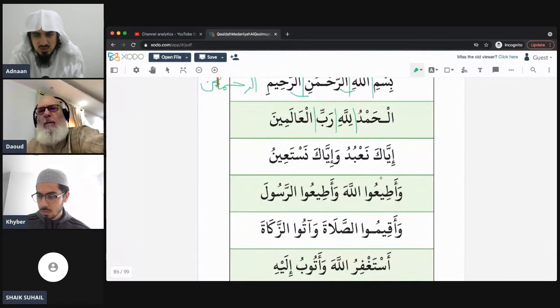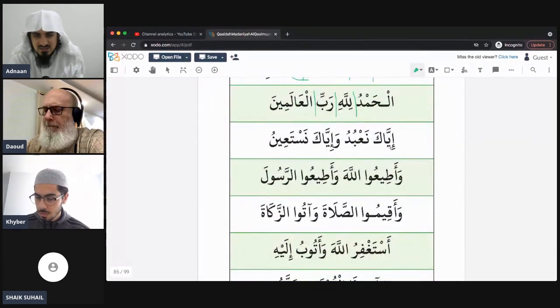And you're able to correct it. As the Messenger sallallahu alayhi wasallam said, it is the best, the most powerful chapter in the Quran. As for the most powerful ayah, then that's Ayatul Kursi. Sorry, we just went out of that, but it's Ramadan, and some of these things are interesting.